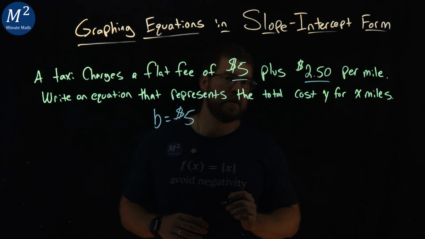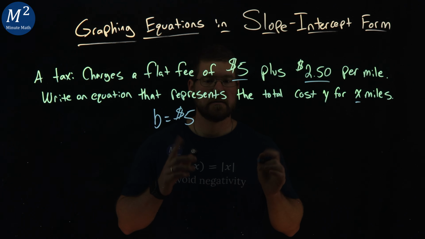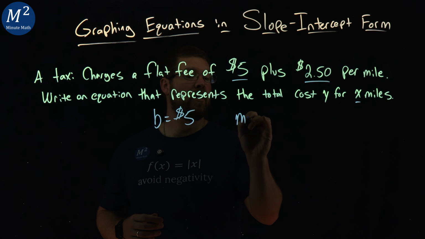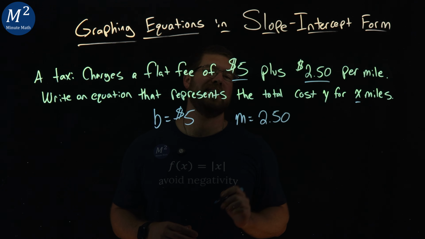This $2.50 changes per mile, which is written in x. So we have that as our slope. It's changing, our 2.50 here.